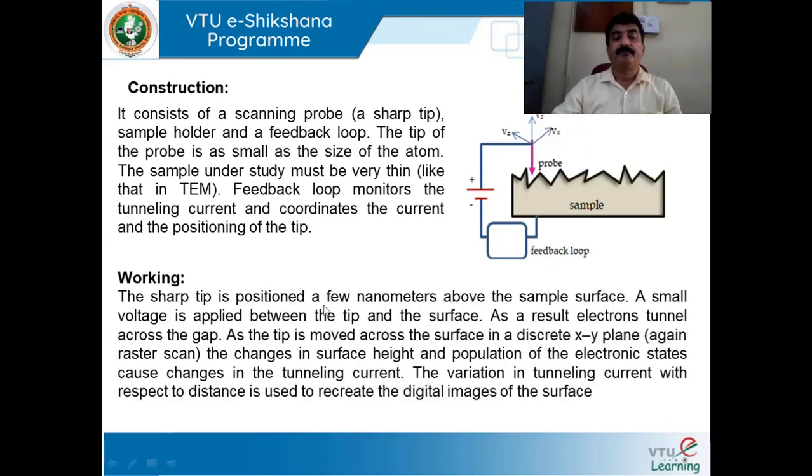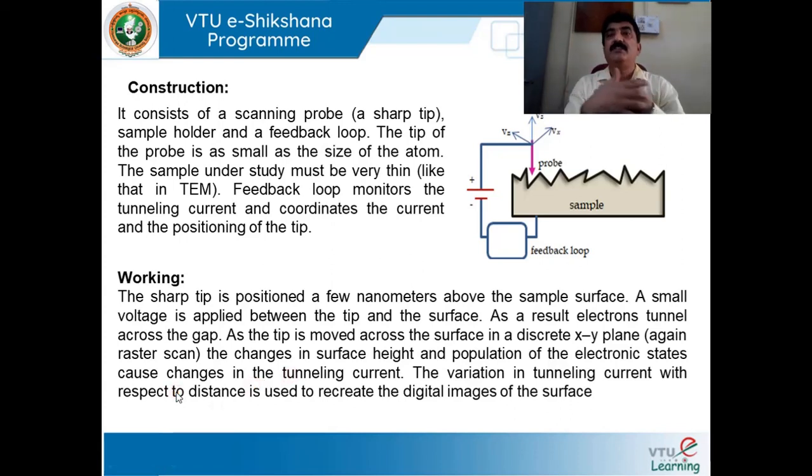The sharp tip is positioned a few nanometers above the sample surface. A small voltage is applied between the tip and the surface. Of course, you have to maintain the potential difference. Otherwise, electrons cannot fly; electrons cannot tunnel. So, in order to maintain the tunneling effect continuously, you need to apply potential difference. As a result, electrons tunnel across the gap. As the tip is moved across the surface in X and Y directions, that means raster scanning, changes in the surface height and population of electron states cause changes in the current.